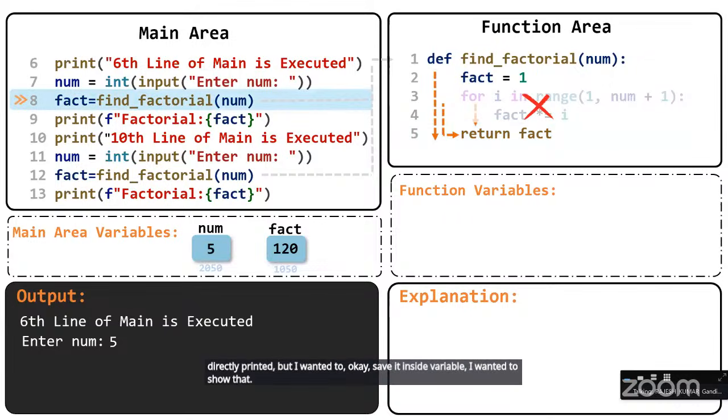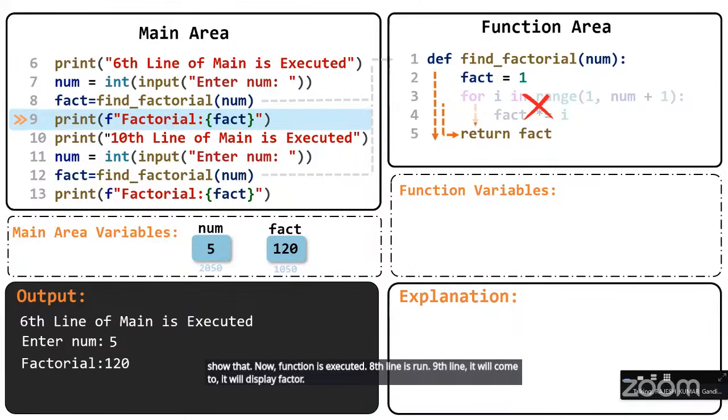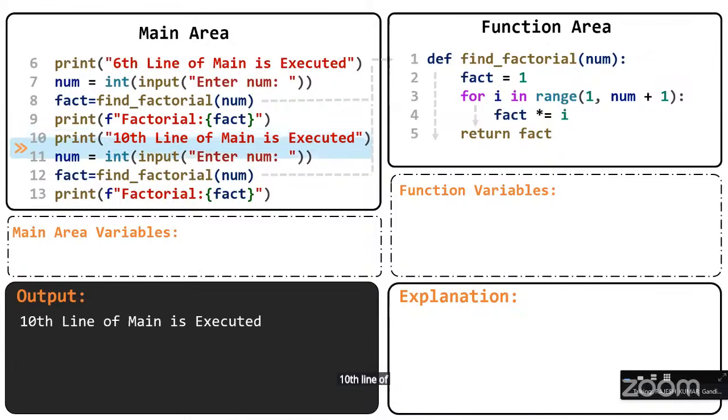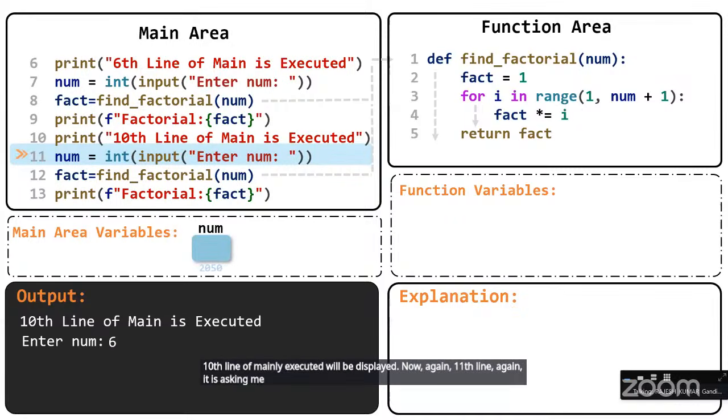Now, function is executed. Eighth line is done. Ninth line it will come to. It will display fact value, that is 120. 120 will be displayed. Now next line, 10th line of main executed will be displayed. Now again 11th line, again it is asking me number value. In 12th line, it is calling the function.